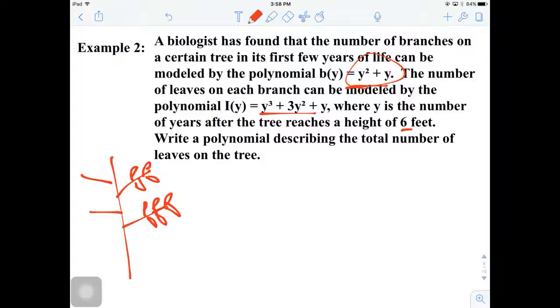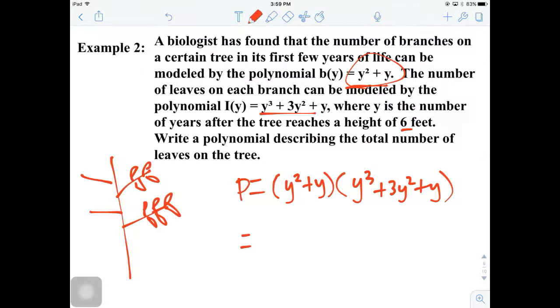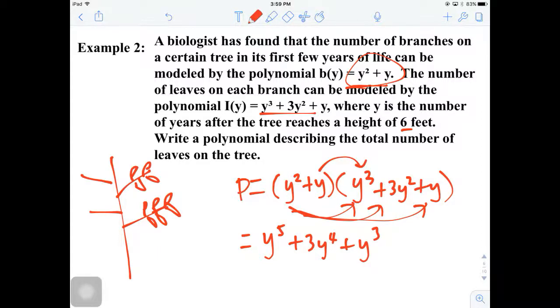So the polynomial is going to be given by the number of branches, y squared plus y, times the number of leaves on each branch. And so we're just going to distribute this 3 to get the answer. We're going to distribute the first one. We have y to the fifth, plus 3y to the fourth, and then plus y to the third. And then distributing the second one, we have y to the fourth, and plus 3y to the third, and then plus y squared.